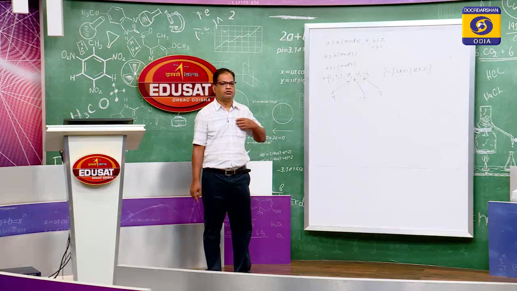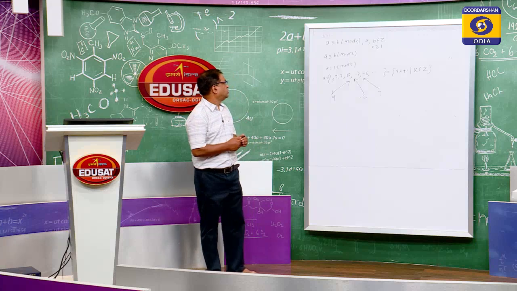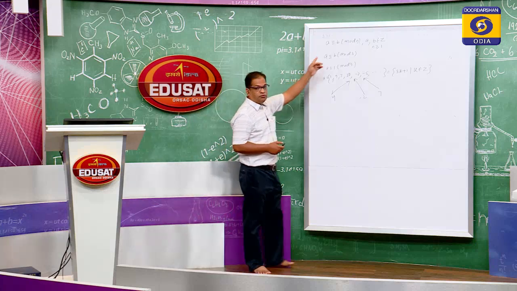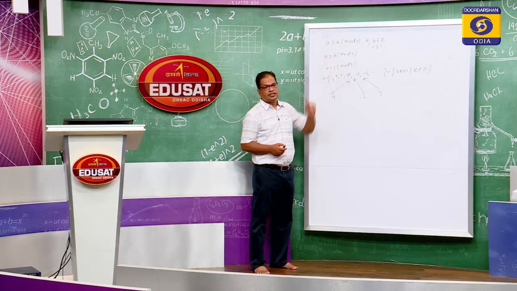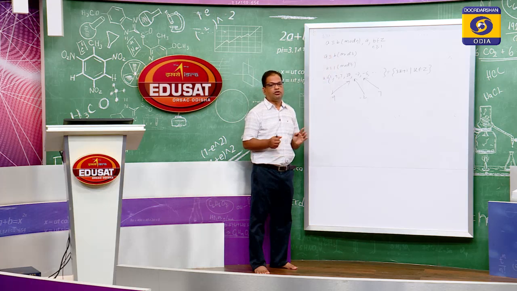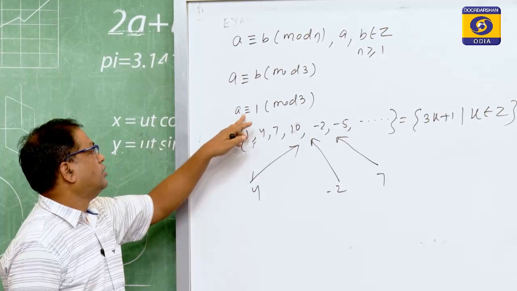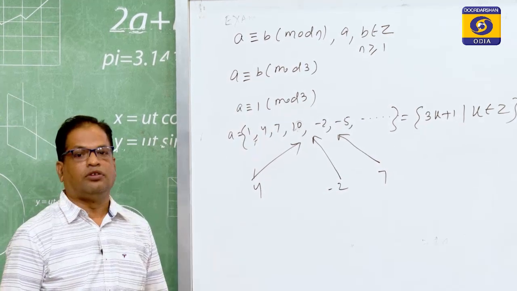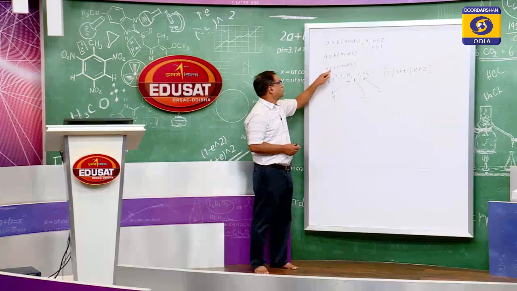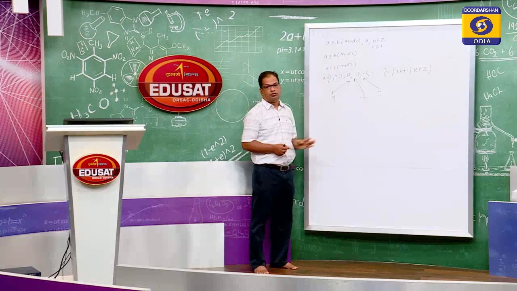So, what is actually congruence modulo is, again we will discuss A congruent B mod n on the set of integers, where A, B are integers, n is greater than or equal to 1. So, what is the meaning of congruence modulo relation? A minus B is divisible by n. So, A is congruent to 1 mod 3, then what will be the value of A? What are the integers which are congruent to 1?